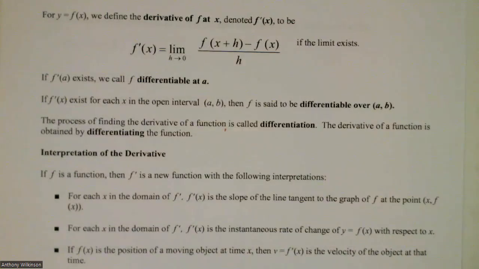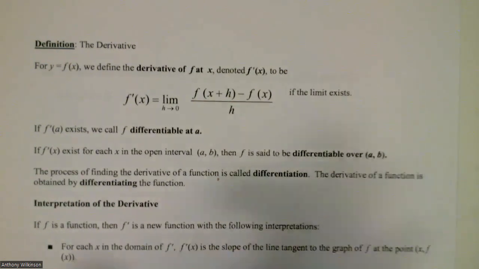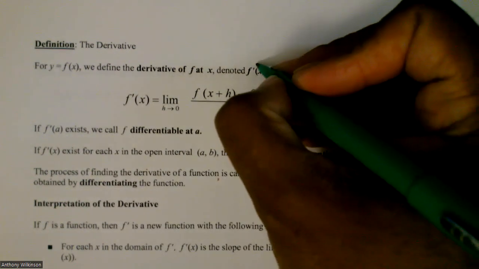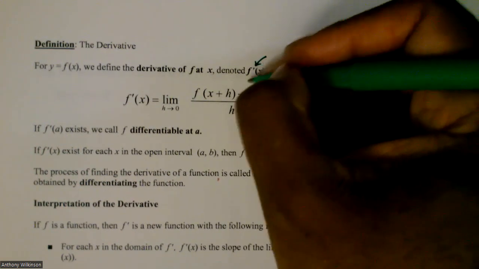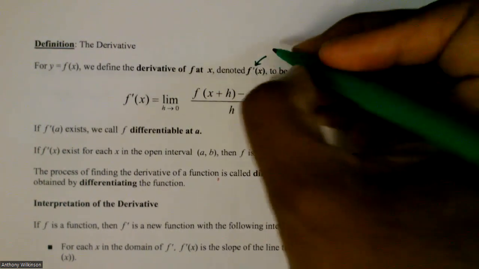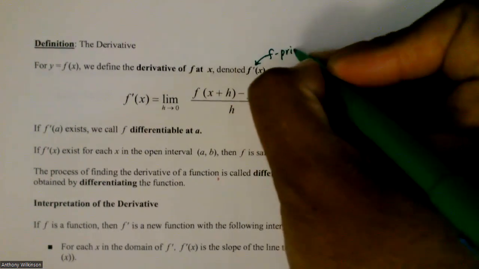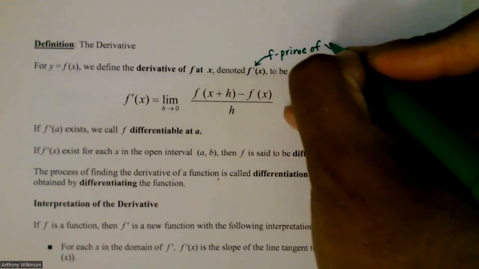All right. Now let's talk about the definition of the derivative. Here it is. For y equal f of x, we define the derivative of f at x, denoted f prime of x, to be f prime of x equal to the limit as h approaches 0 of f of x plus h minus f of x, divided by h, if the limit exists. Now, this notation that you see here, f with a dash, is read as f prime of x.